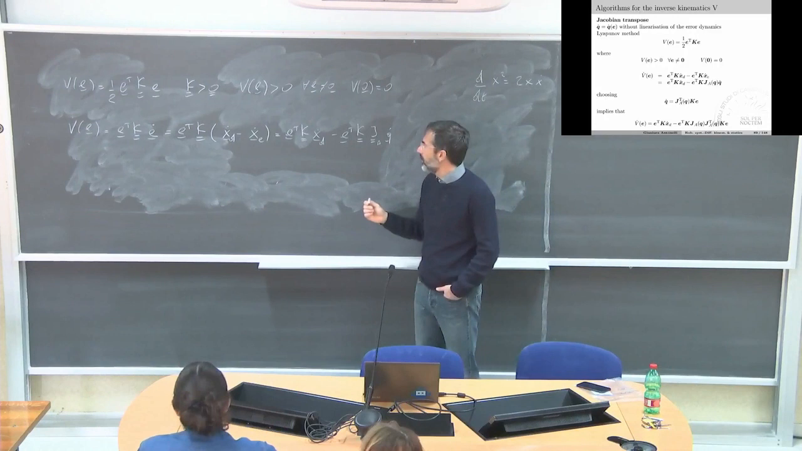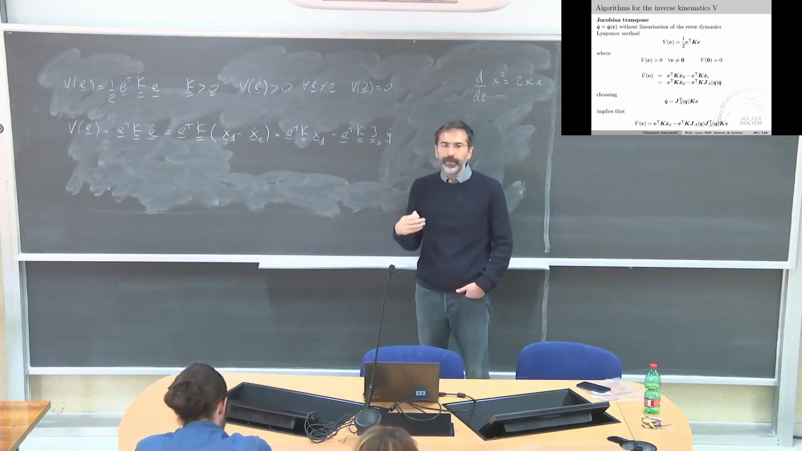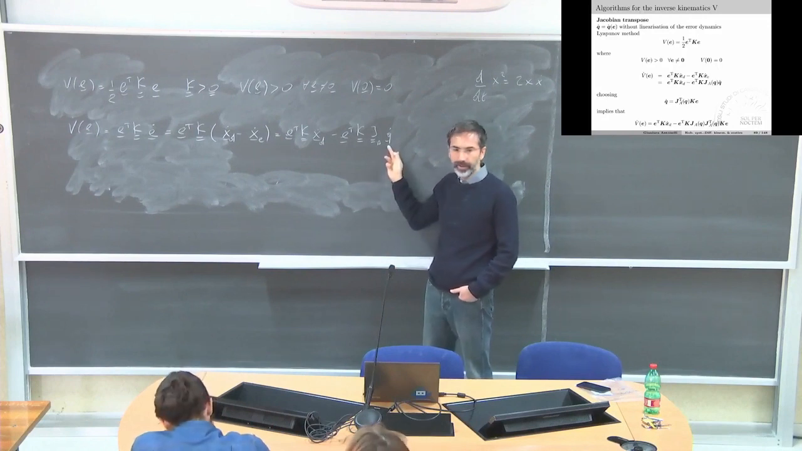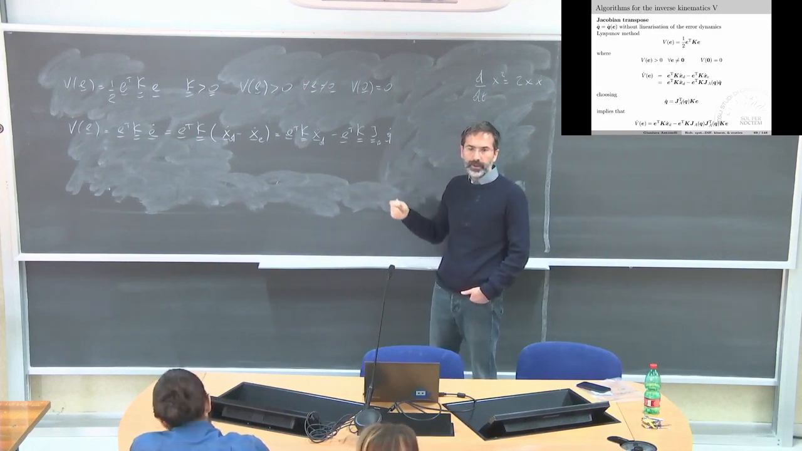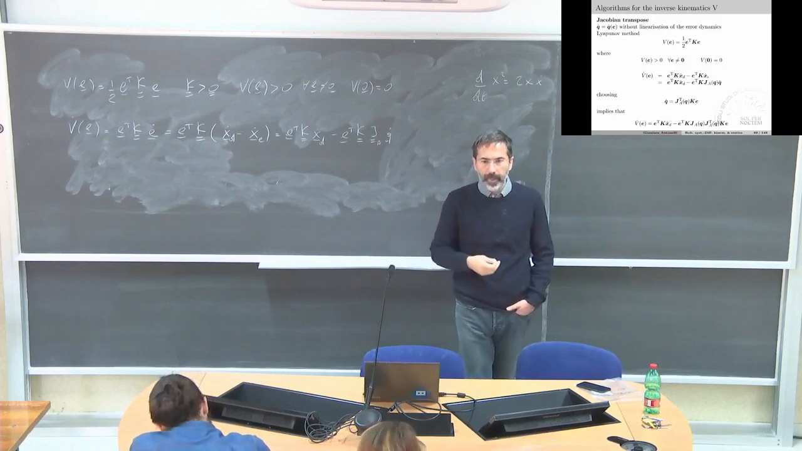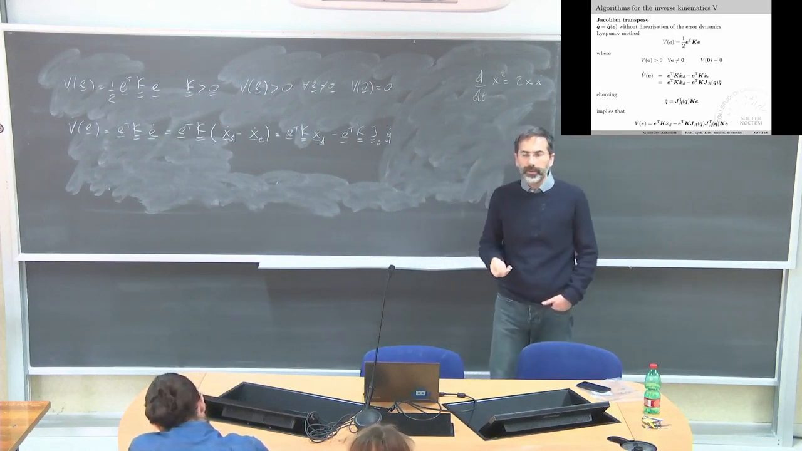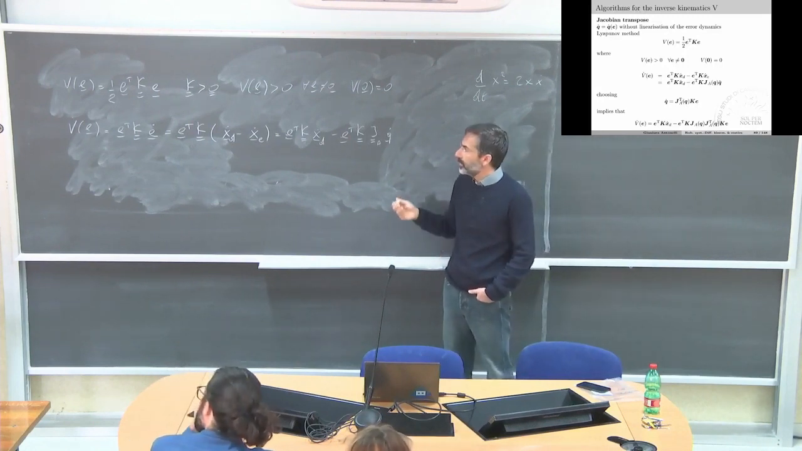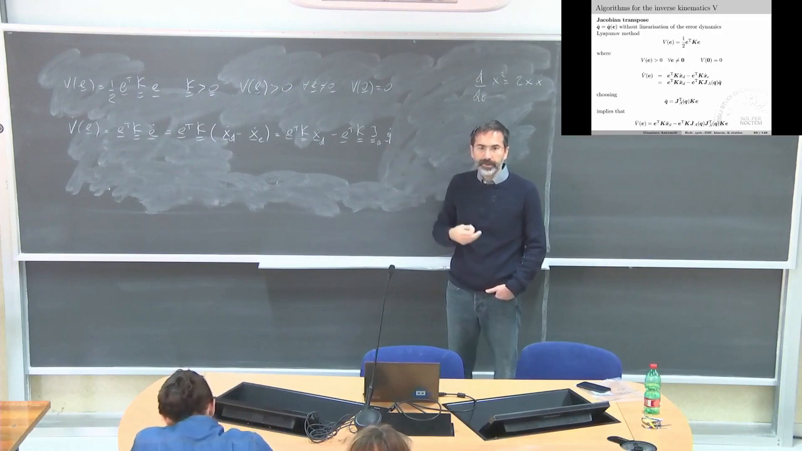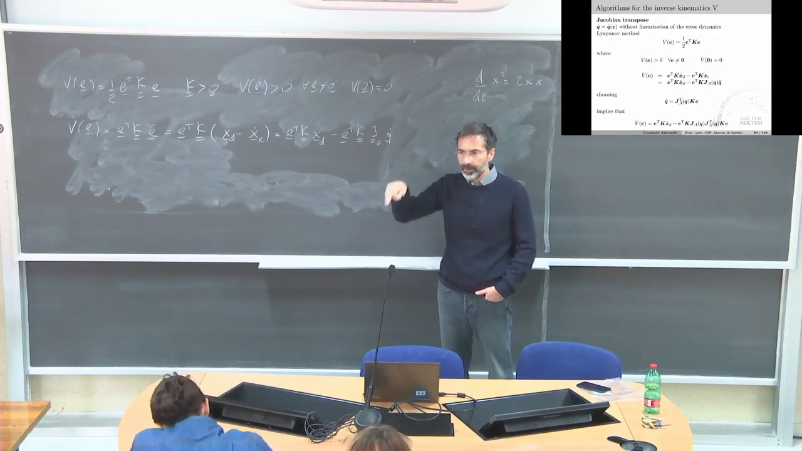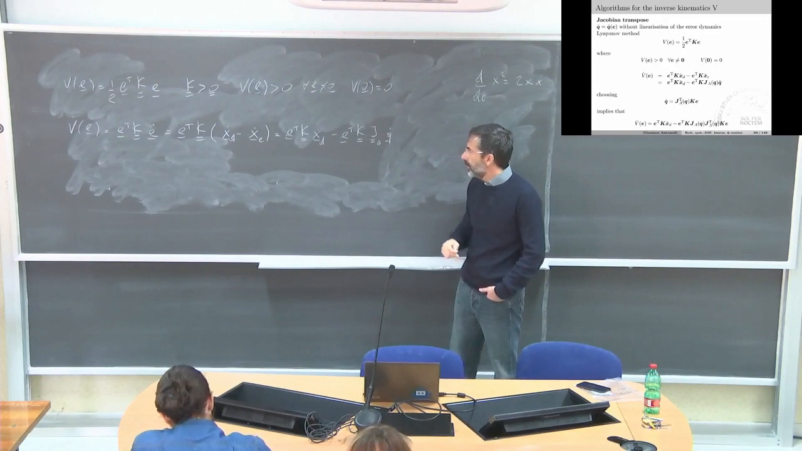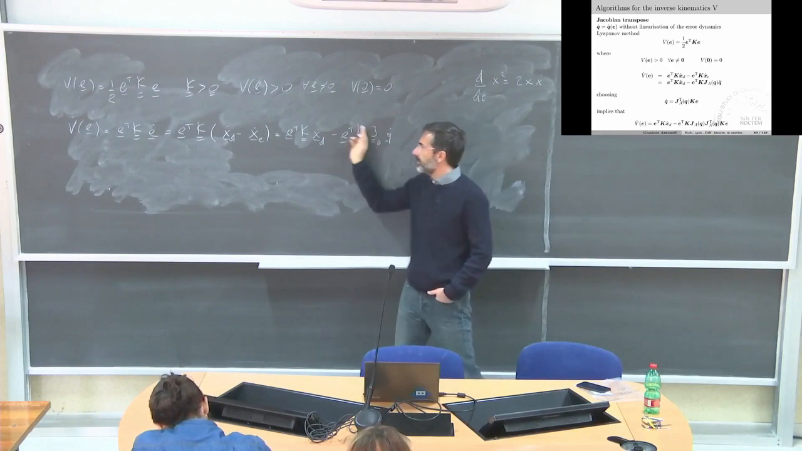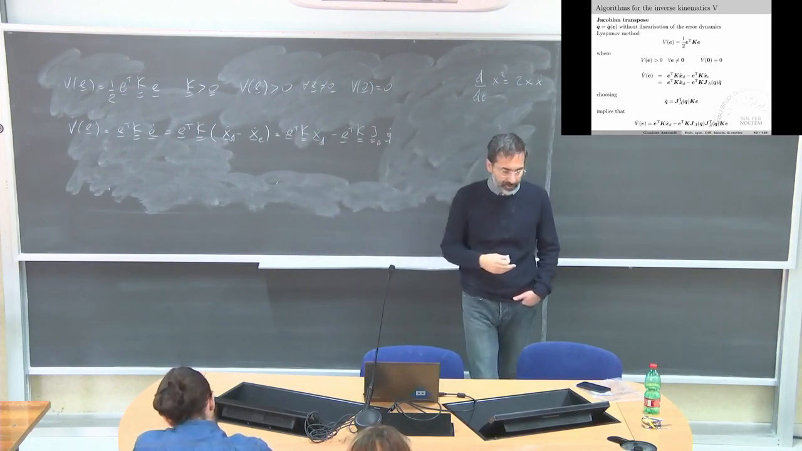Now, my input is showing up here. Q dot is my input. I can select Q dot. And what is my purpose? My purpose is to have V dot negative. I want the derivative of the Lyapunov function going to zero. So now the problem is, can I select Q dot such that this is smaller than zero?